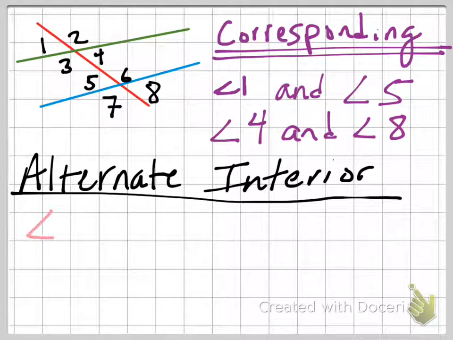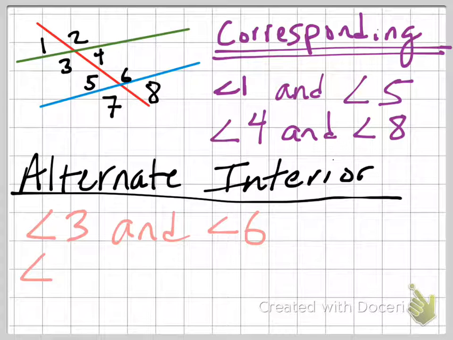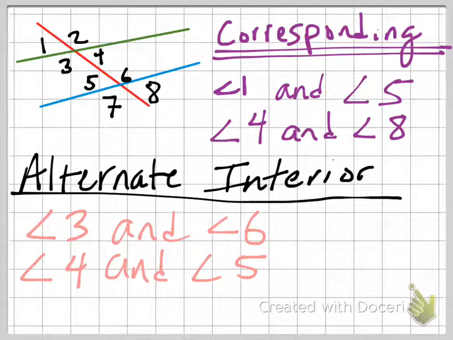So let's take a look. Alternate interior, well, for example, angle 3 is in the interior, so what is alternating with it? Well, it would be on the exact opposite side, so that would be angle 6. So angle 3 and angle 6 in this diagram are alternate interior, and frankly, angle 4's alternate interior angle would be angle 5. Alternate means kind of like to alternate, to switch, and interior on the inside of these two lines.